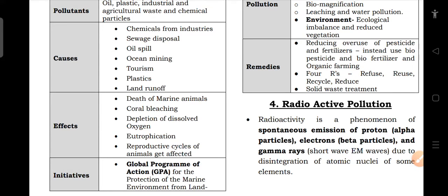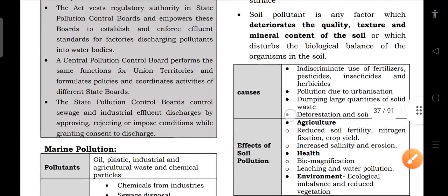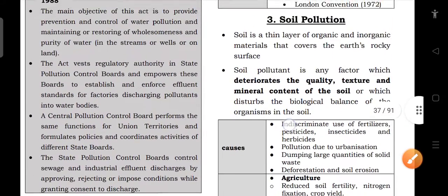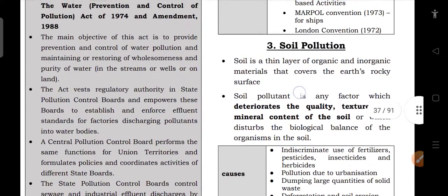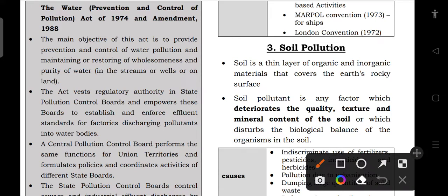The Global Program of Action, GPA. This is a global initiative for marine protection. So this is for marine based activity. We also have the MARPOL Convention 1973. This is related to ships, and then the London Convention. So all these are related to water pollution at the international level.